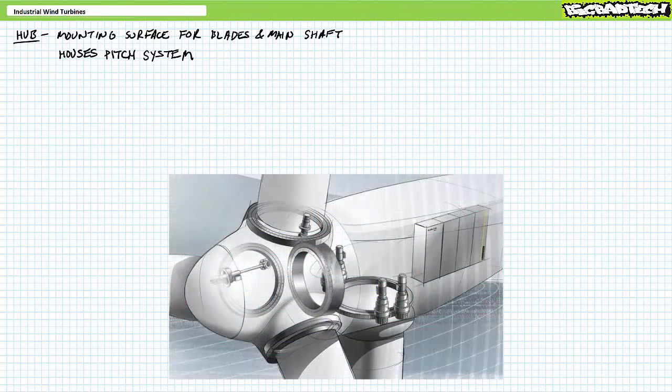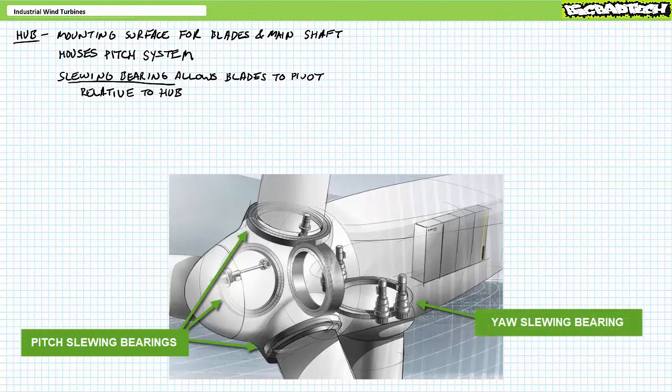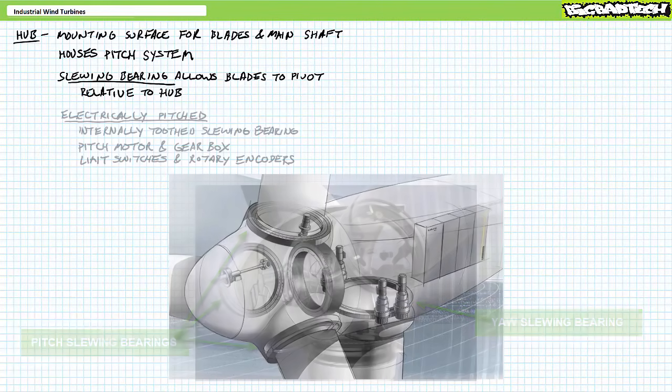All right, into the hub we go. The hub serves as the mounting surface of the blades and main shaft. It additionally houses the blade pitching mechanisms, of which there are 2 types, electrical and hydraulic. The blades are attached to the hub using a slewing bearing, similar to that encountered between the nacelle and tower, which allows the blade and hub to move relative to one another.